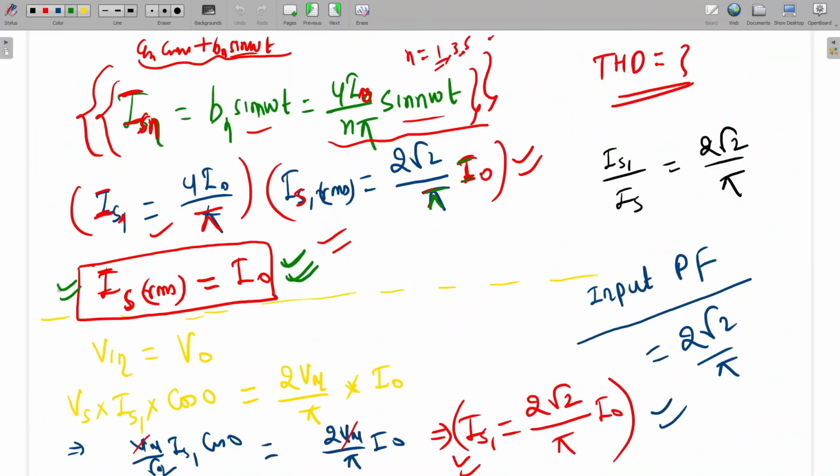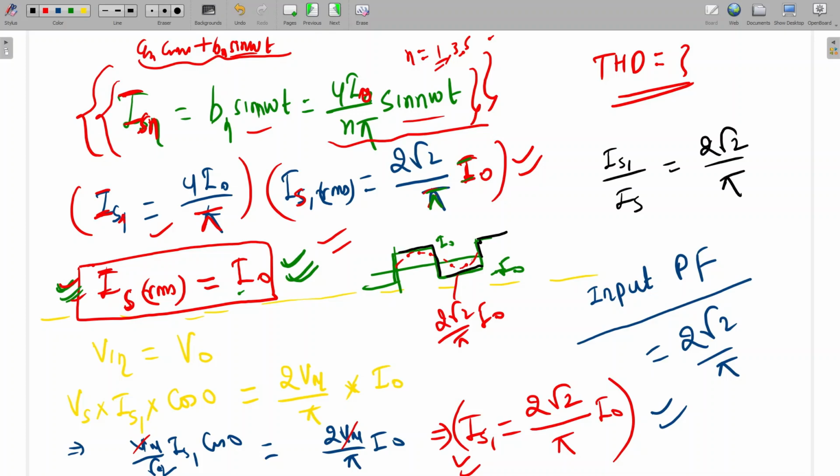So the source current RMS value will be the RMS of a square wave. This is a square wave with peak I naught and minus I naught, so the RMS value of this wave will be I naught. And the fundamental is this one, whose value is 2 root 2 by pi into I naught. So is it clear why the source RMS is I naught? Should I explain this? We can calculate this. See, this waveform is present for the full cycle.